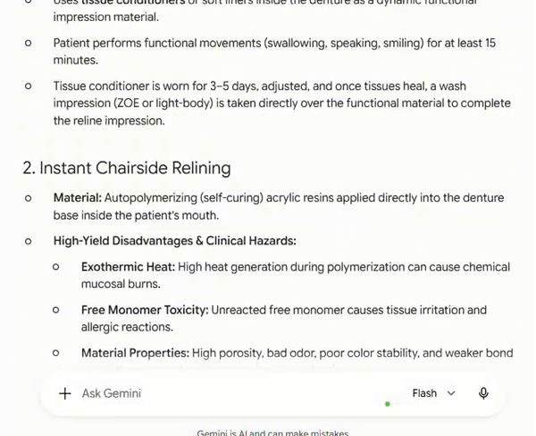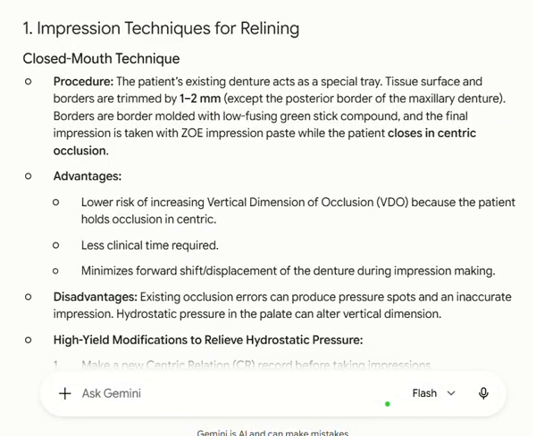Here is the high-yield continuation of Chapter 15 covering relining impression techniques, chairside relining, laboratory methods, flask, articulator, jig, and denture repair. 1. Impression techniques for relining. Closed mouth technique.